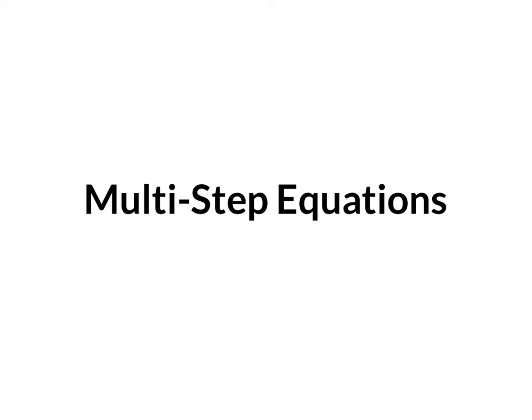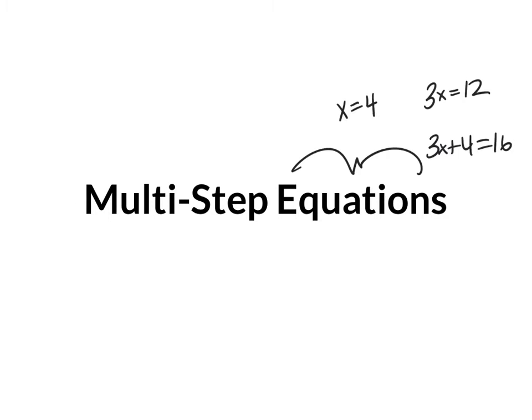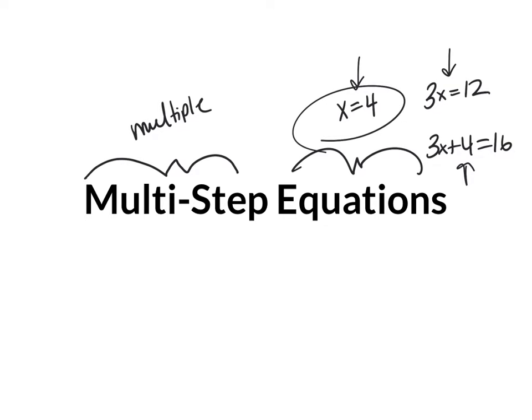Today's notes are on multi-step equations. Equations are two expressions that are equal to each other, like x = 4, or 3x = 12, and 3x + 4 = 16. Multi-step is when it takes multiple steps in order to solve those equations and get the variable isolated by itself.